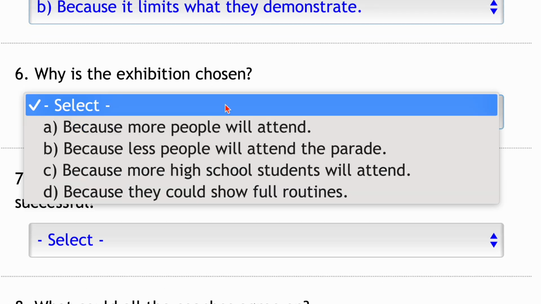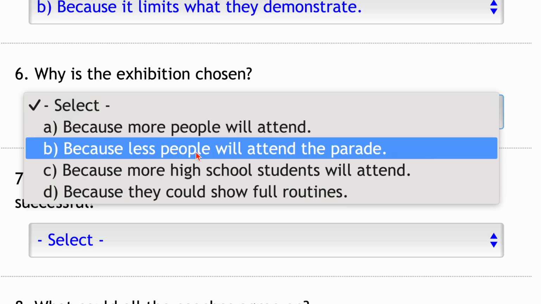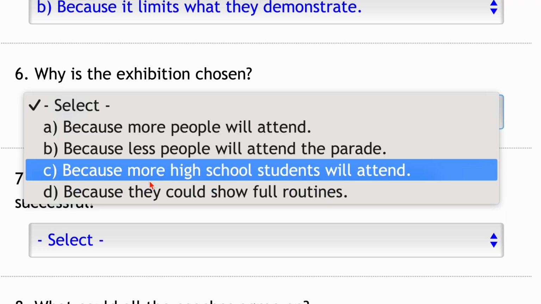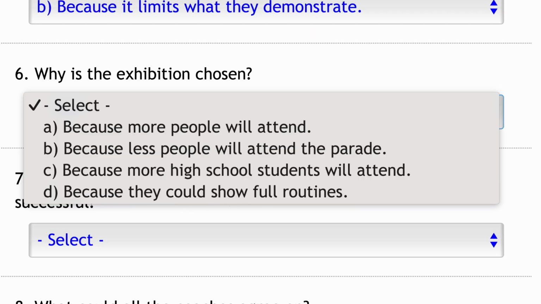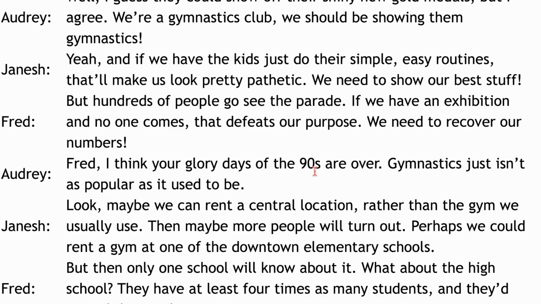Sorry, let's read the answers. Because more people will attend, because less people will attend the parade. Because more high school students will attend, because they could show full routines. Should be that one.